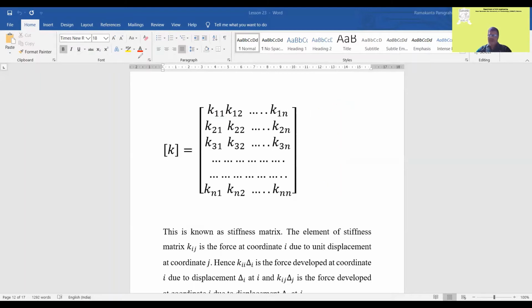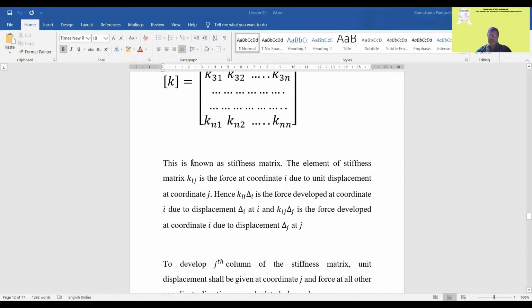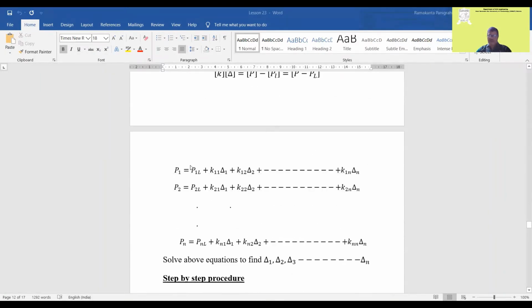Now let us go to those equations. The equations will develop from this matrix, and you can write down P1, P2, P3, where P1L, P2L, PNL are the applied loads at the joints. At joints where there are no applied forces, this component will be equal to 0.